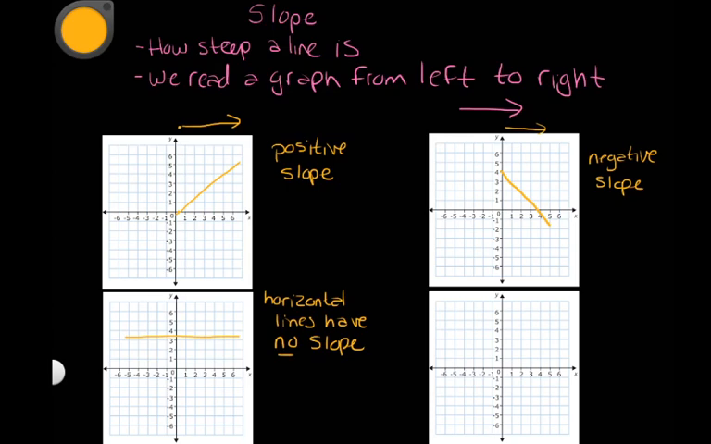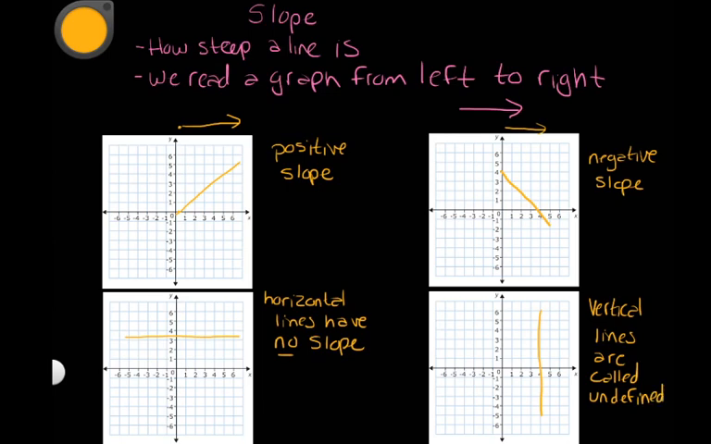And then we'll also see some vertical lines. If we see a line that looks like this, it also doesn't have a slope because it's just going straight up and down. So when we have a vertical line, we say that they are undefined. Vertical lines are called undefined.